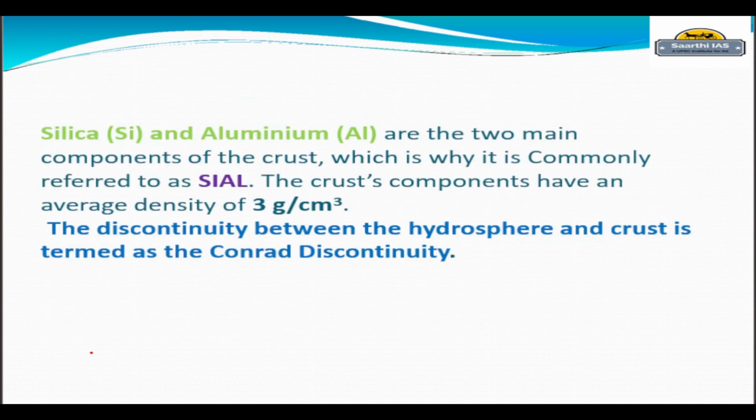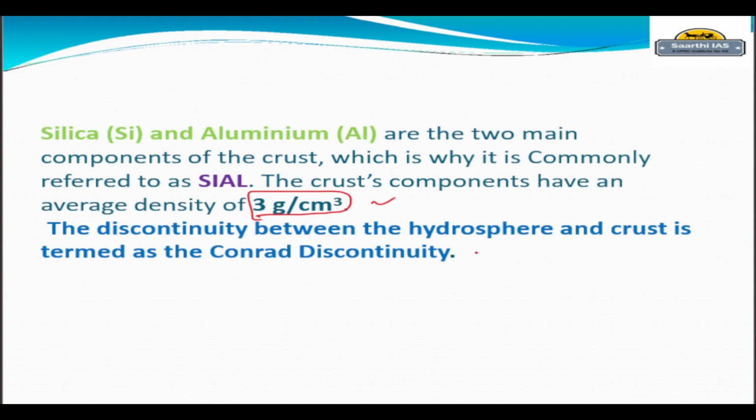Now have a look at the various components of the earth crust. That is silicon and aluminium, together referred to as Sial. They are together called the Sial. The crust components have an average density of 3 gram per cubic centimeter, and this density varies as we go deeper down the Earth's surface, that is deep into the interior. The density of these components varies. It is 3 gram per cubic centimeter over the top, and it varies as we go down inside.